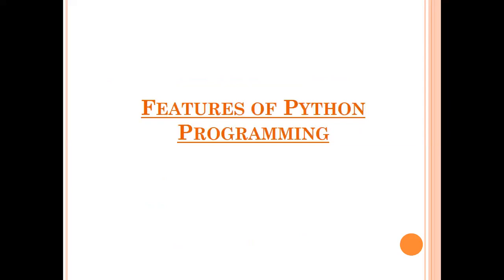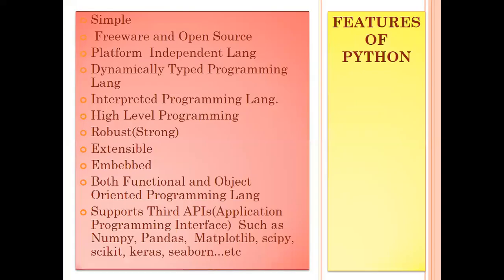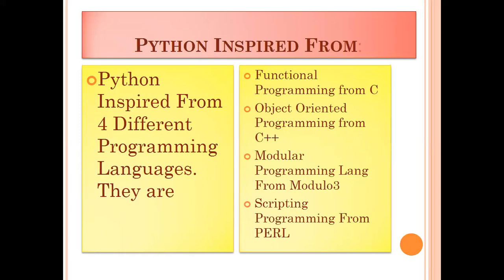Then we started discussing the features of Python. Features are the facilities provided by the language developers. It is simple, freeware and open source, platform independent, dynamically typed, interpreted, high level, robust, extensible, embedded, and both a functional and object oriented programming language. It also supports third party APIs, that is application programming interfaces. I have told you that Python is inspired by other languages: functional programming from C, object-oriented programming from C++, modular programming from Modula-3, and scripting from Perl.